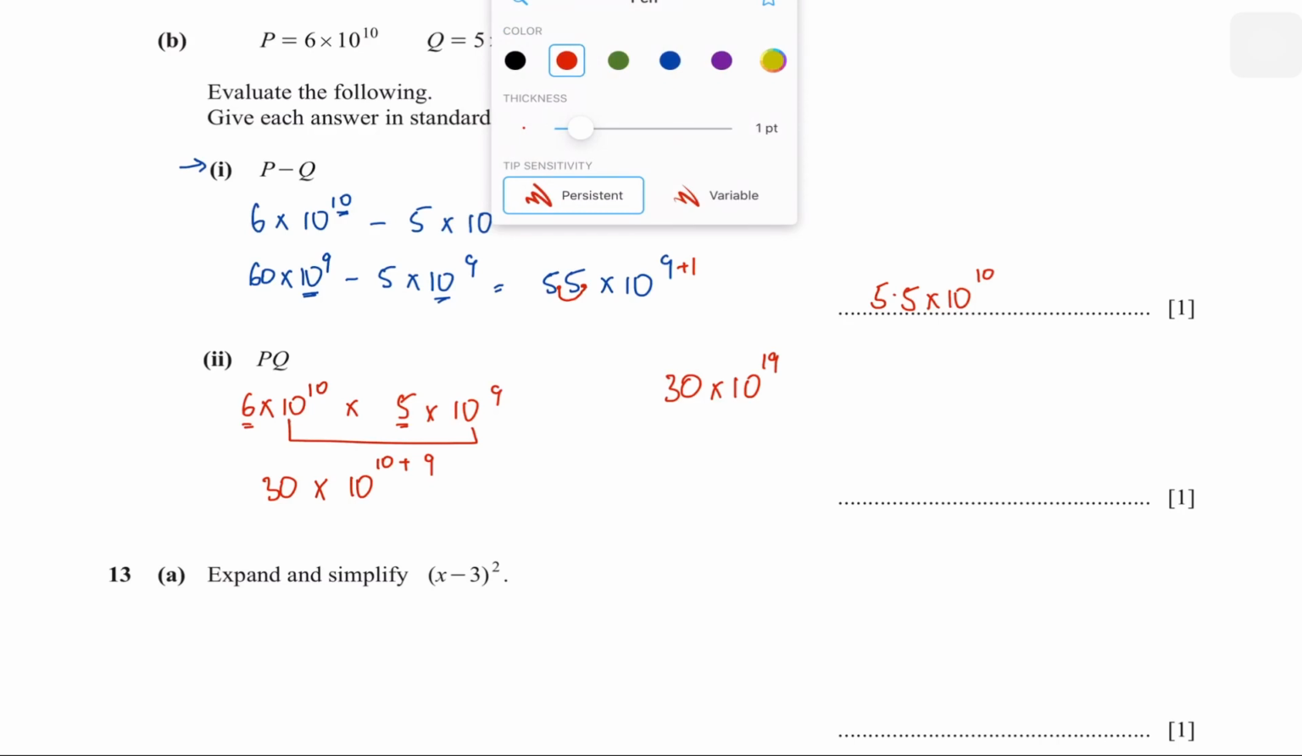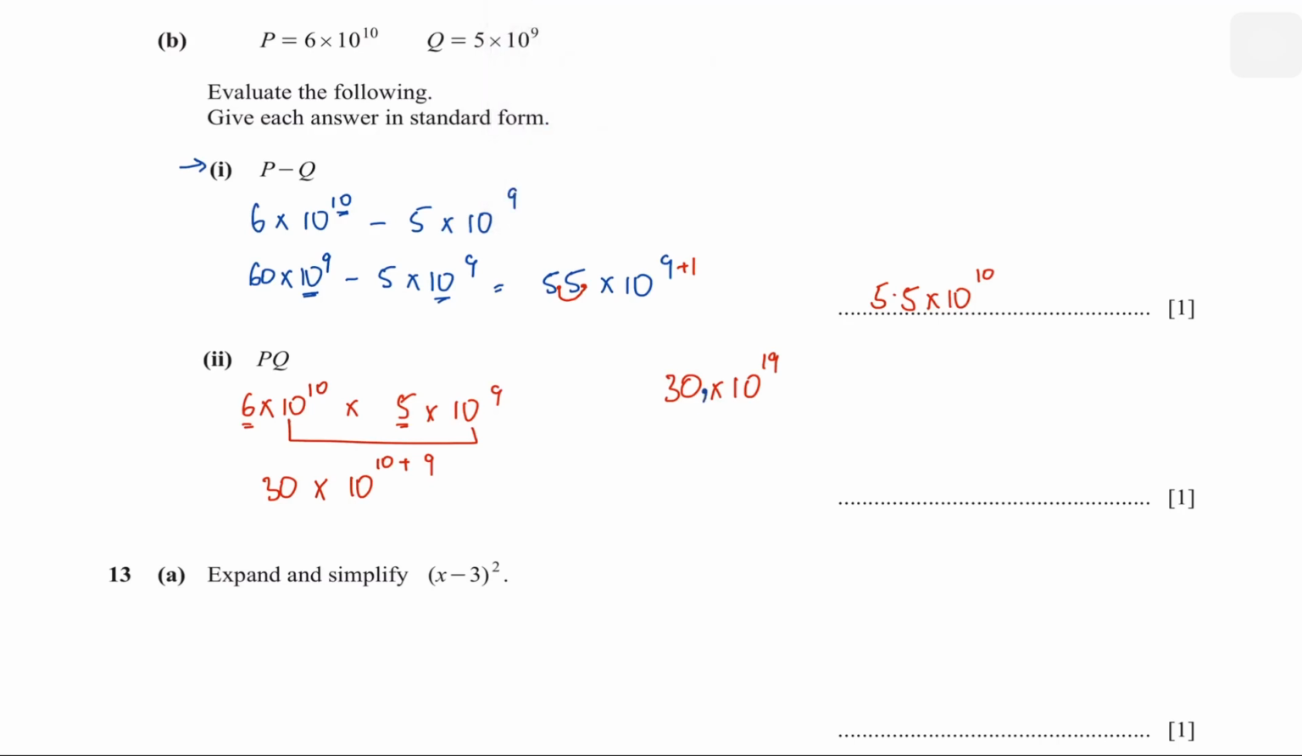So again, remember, watch out that this answer is not in standard form. So I'm going to bring the decimal one place backwards and add 1 to the power. So this is going to make it 3.0 times 10 raised to the power of 20.